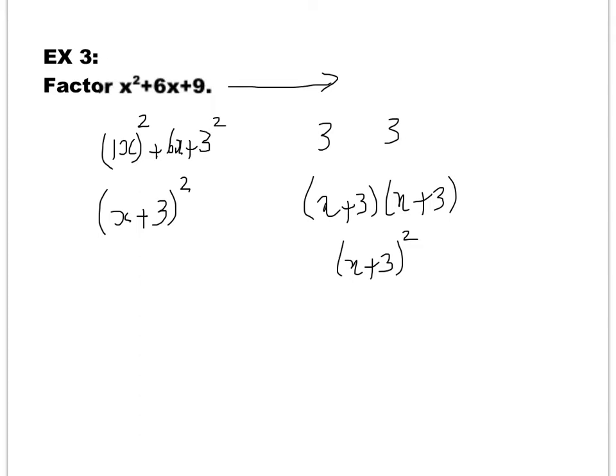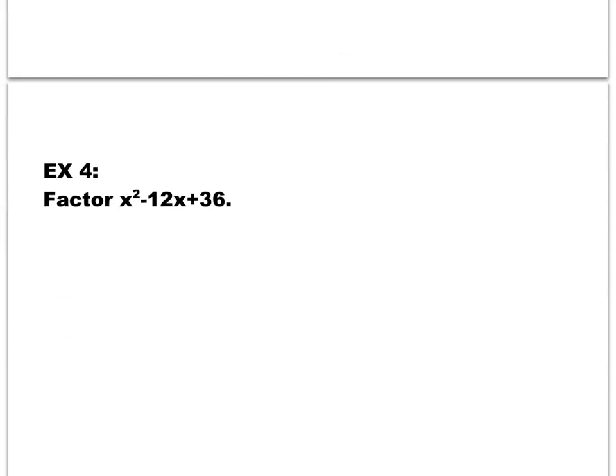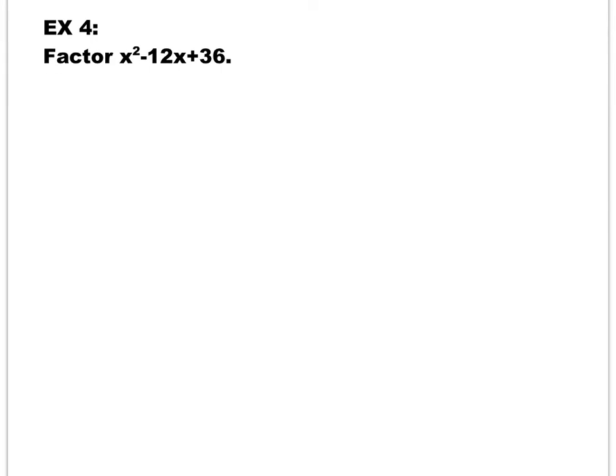Now we are going to do the next example. The next example is factor x squared minus 12x plus 36. Now to do this one, again, x squared can be written as 1x squared. 36 is 6 squared. Now if we multiply 1 by 6, which is 6, times 2 is 12, you get negative 12. So this is a minus b squared. So I can write this one as x minus 6 squared.